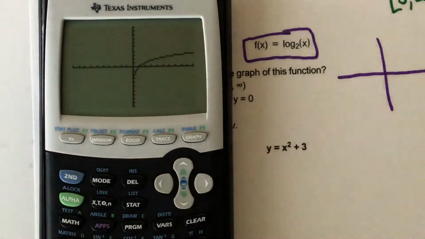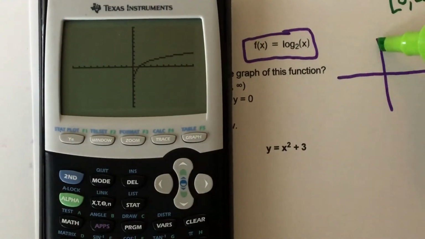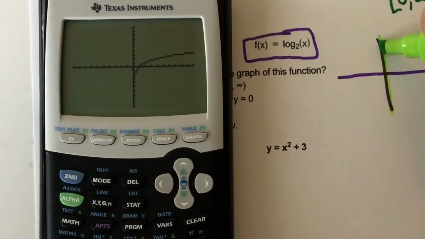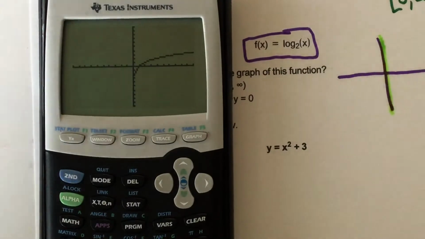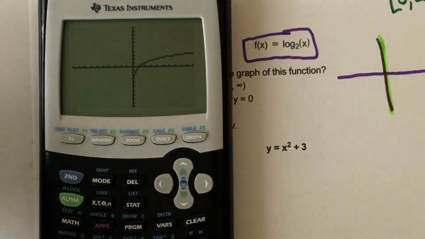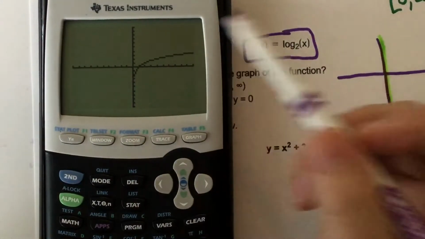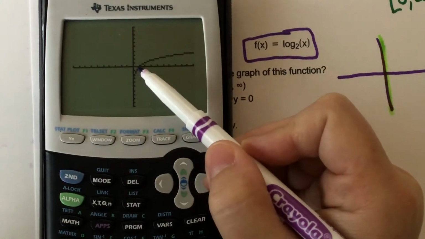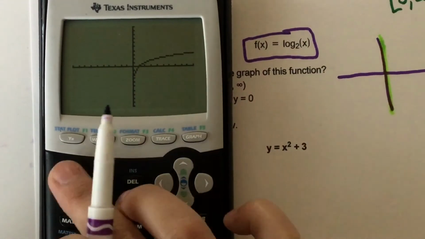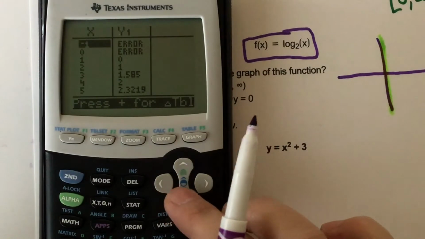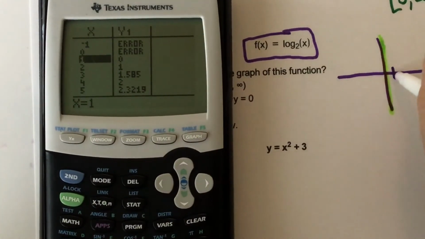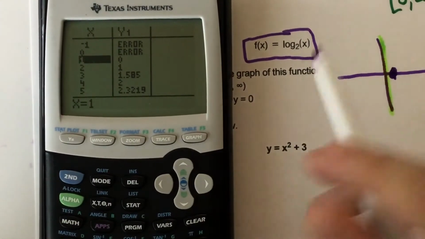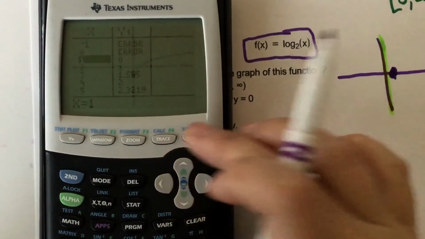And this is our logarithmic graph. Now, you do have to remember that the y-axis is an asymptote. So this graph is never allowed to touch the y-axis. It looks like it's going to, but it's not. Also, I'm going to look to see what that little point is right there. So I'm going to go to my table, and it's 1, 0. So right here at 1, 0, the graph is touching the x-axis.